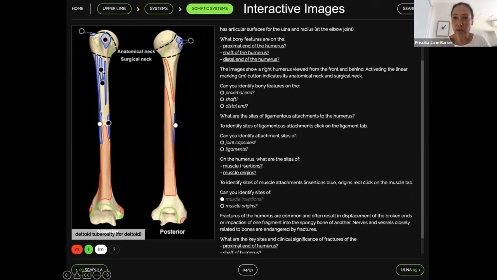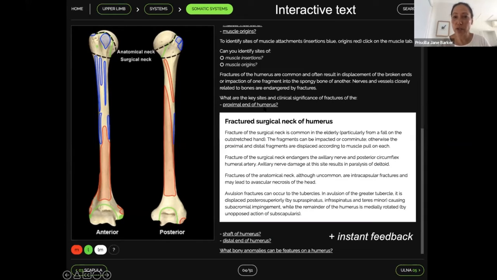Also on the right, there are these underlined texts, and they bring up short answer style questions. So if you wanted to find out something important about the humerus, for example, where is it vulnerable to fracture, you might click on this question here, the key sites and clinical significance of fractures of the humerus, and that will bring up the sites where the humerus is commonly fractured, and then what is the clinical significance of that?